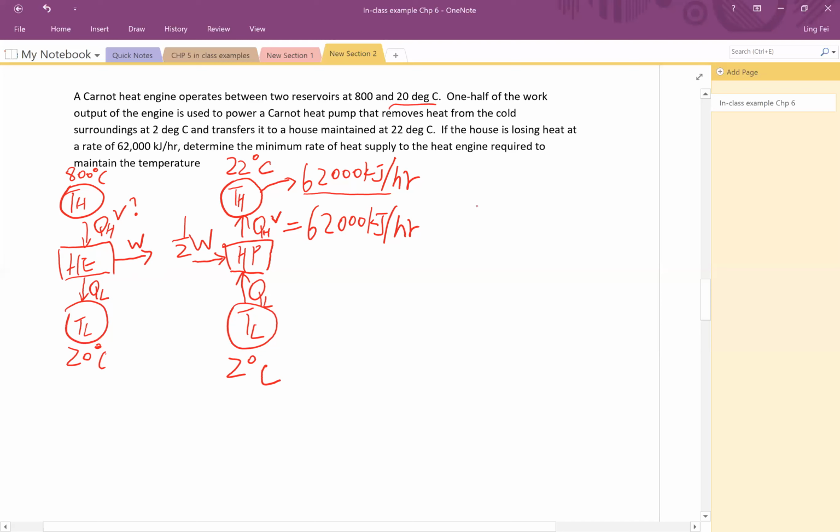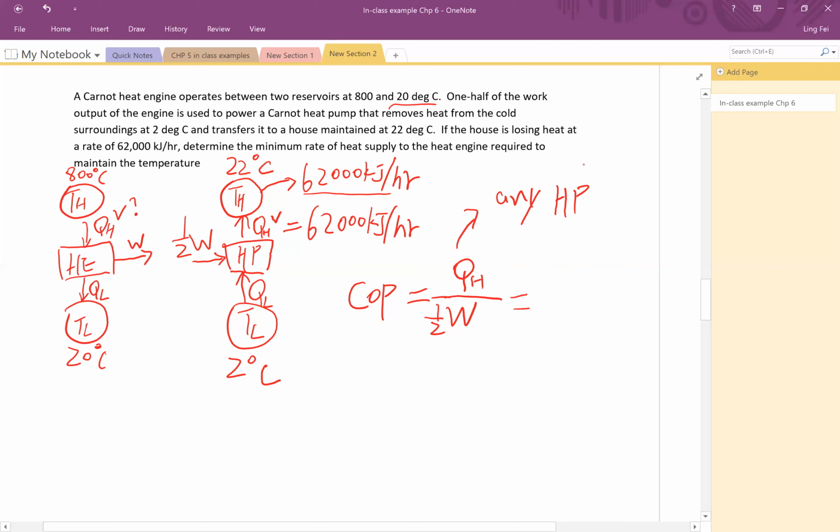So here, let's look at the COP. How do you calculate COP of a heat pump? COP for heat pump is QH divided by the work in, right? Here, the work in is 1/2 of the W. So this is the COP, coefficient of performance of the heat pump. Then this equation can be applied for any heat pump.